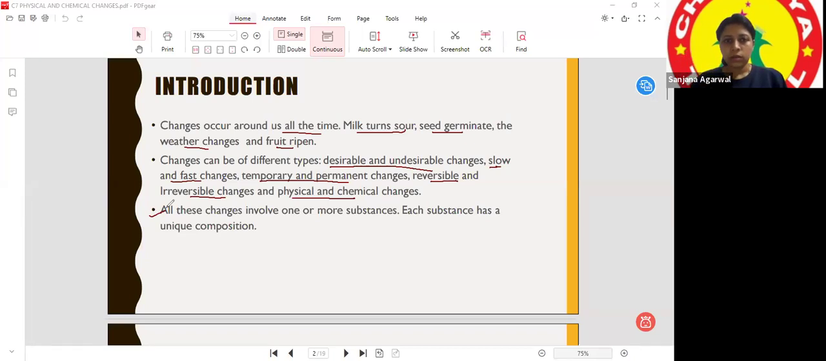Okay, so please write down the points. You can make these in the point format. Like changes can be of different types. Then in the next line, classify them: first is desirable, undesirable. Second is slow and fast. Third is temporary, permanent. Fourth is reversible, irreversible. And fifth is physical and chemical. Please write in the points format for this particular point only. Note this down, please. Okay, ma'am.